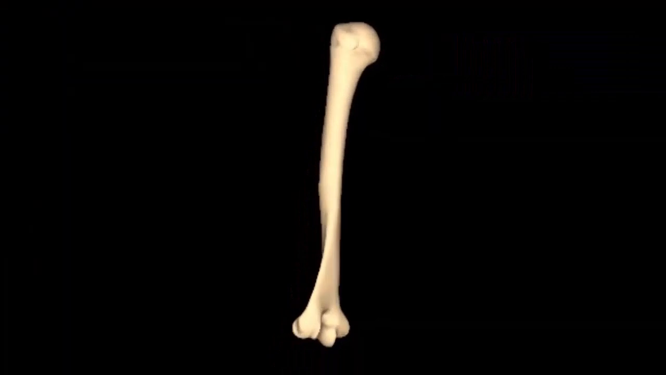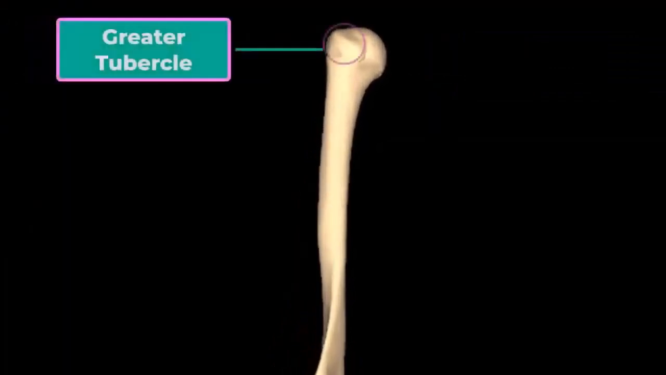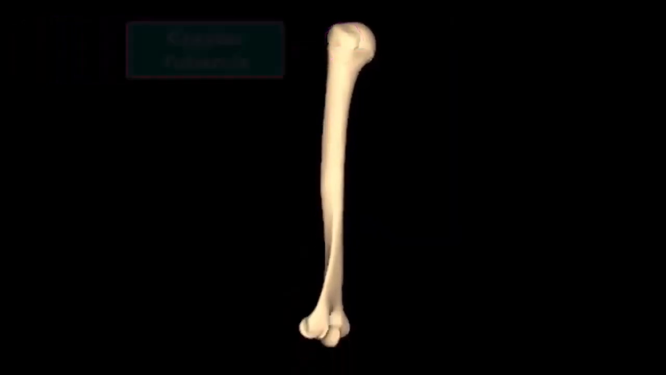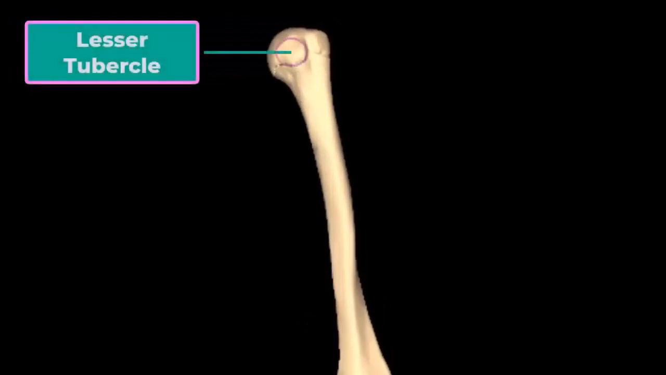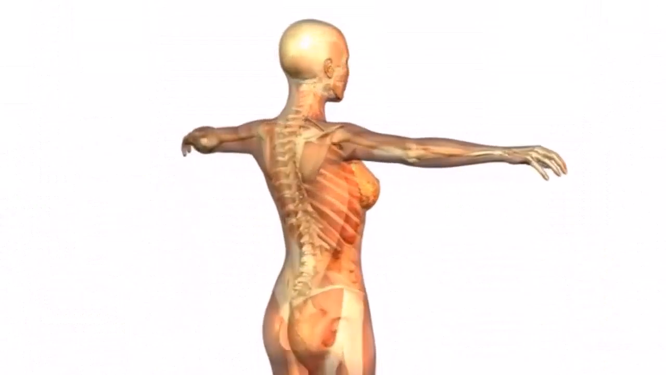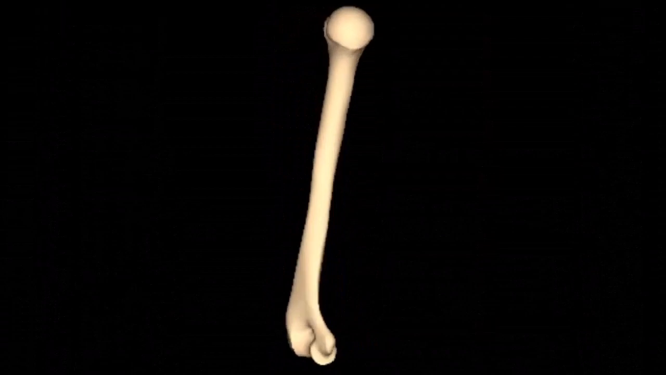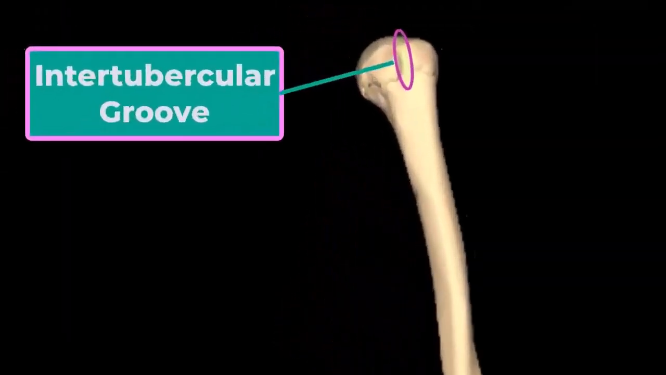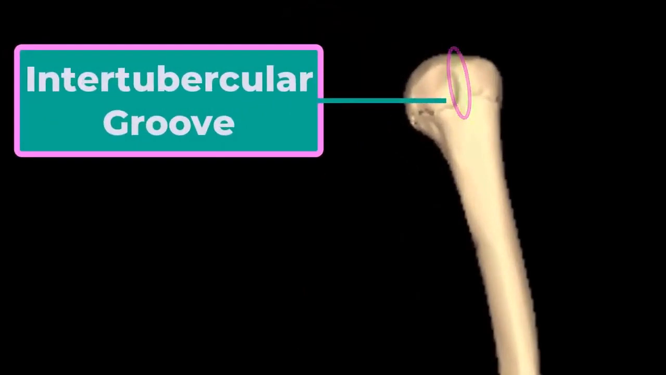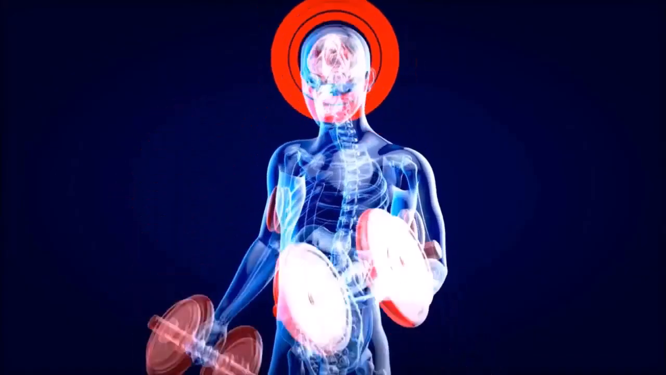Located on the lateral side of the proximal humerus is an expanded bony area called the greater tubercle. The smaller, lesser tubercle of the humerus is found on the anterior aspect of the humerus. Both the greater and lesser tubercles serve as attachment sites for muscles that act across the shoulder. Passing between the greater and lesser tubercles is the narrow intertubercular groove, or sulcus, which is also known as the bicipital groove because it provides passage for a tendon of the biceps brachii muscle.